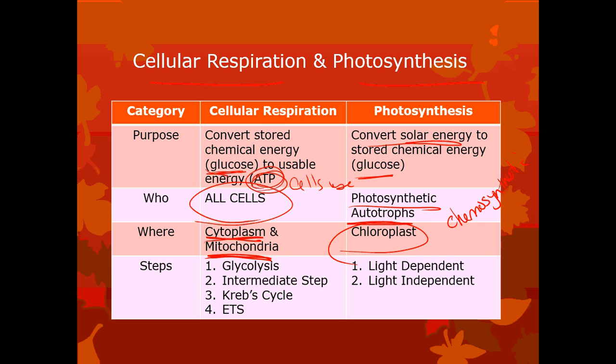And then what are the overall steps? Light-dependent and light-independent for photosynthesis. Glycolysis, then the intermediate step, that's where we turn pyruvate into acetyl-CoA, which goes into the Krebs cycle, and then we have the electron transport chain and chemiosmosis.